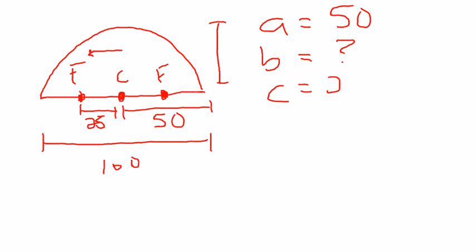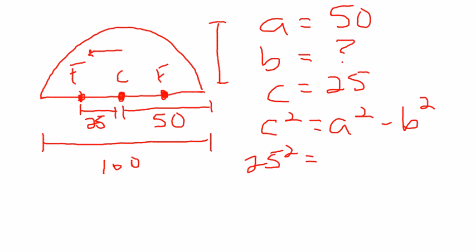So that's 25. So now I just use these values and I plug them into our formula that looks kind of like the Pythagorean theorem. C squared is A squared minus B squared. So my C is 25. So I do 25 squared equals my A is 50 minus B squared. I don't know what it is. I want to solve for it.